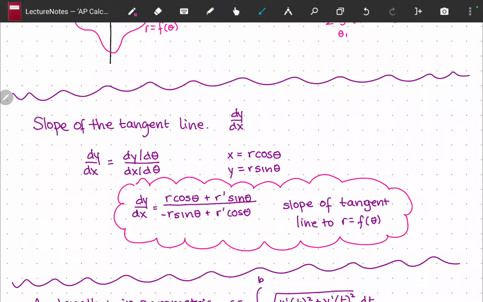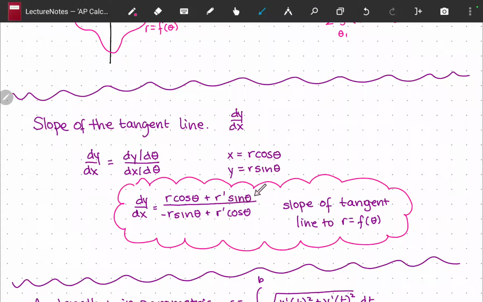Well, that's okay. We know dy dx can be written as dy d theta over dx d theta, and we know what x and y are in terms of r and theta. So we can just take the derivative of y, that'll be in the numerator, take the derivative of x and put it in the denominator. Just remember that these r's are not constant. They're also functions of theta, so we had to use product rule.